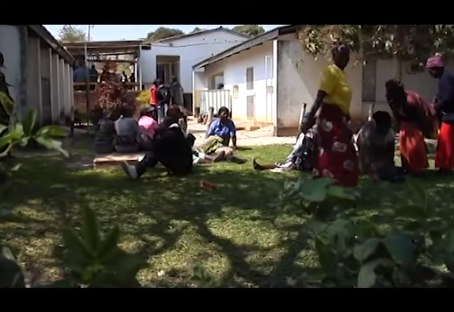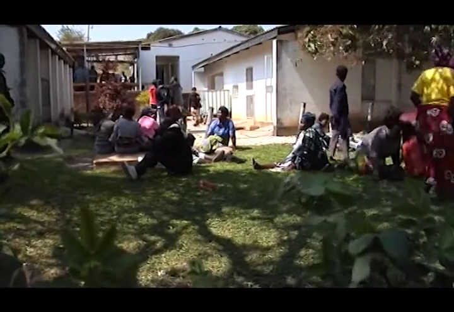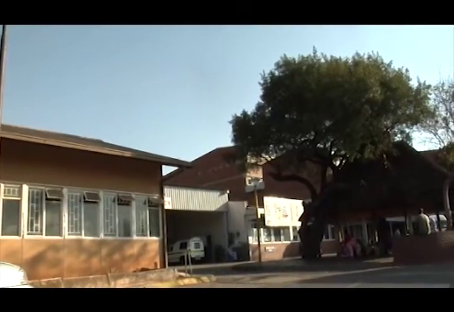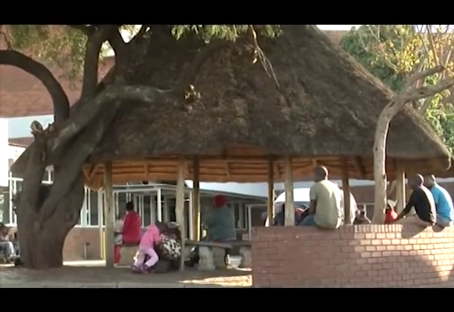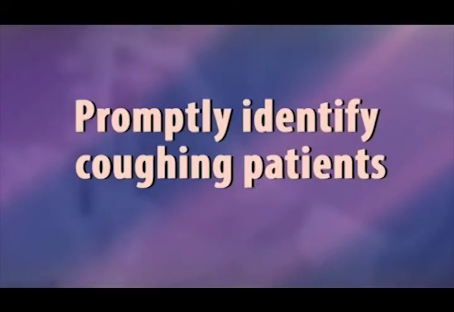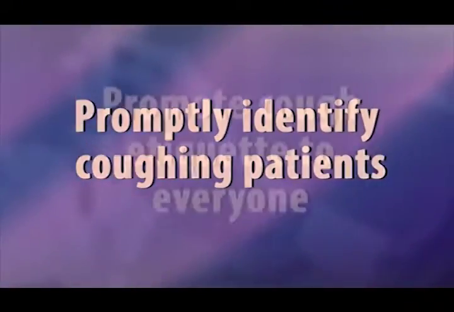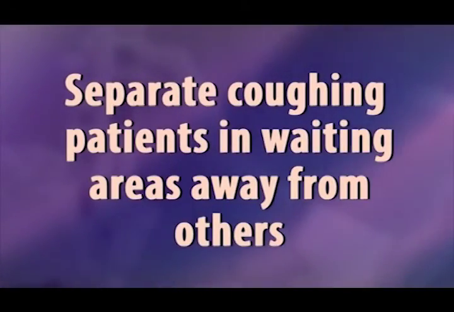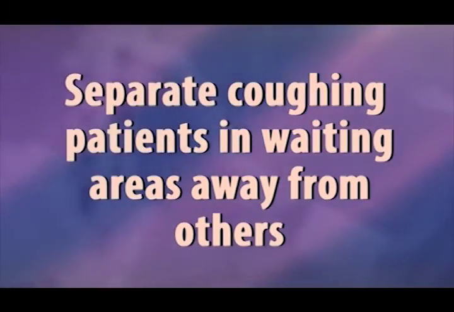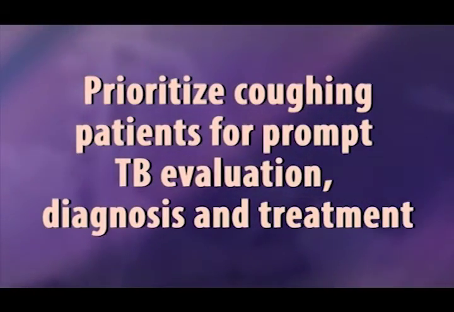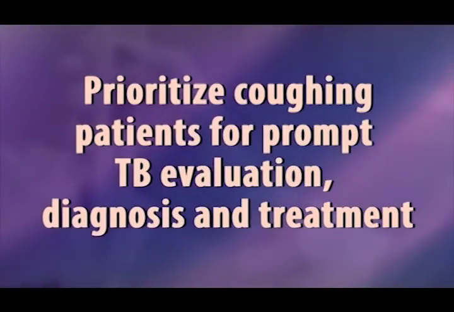Outpatient TB infection control practices are covered in another video. However, good TB infection control can start in the outpatient area and emergency room of your hospital. In these areas, it is important to promptly identify coughing patients. Promote cough etiquette to everyone. Separate coughing patients in waiting areas away from others. Prioritize coughing patients for prompt TB evaluation, diagnosis, and treatment.